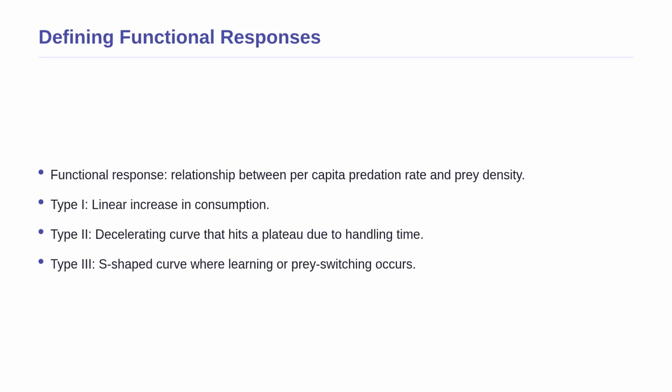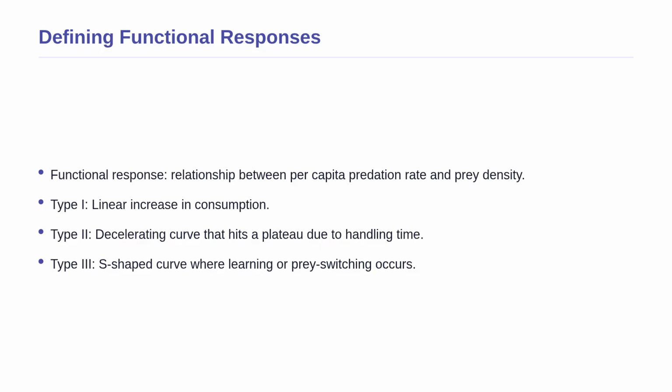Now that we understand this physical bottleneck, let us look at the formal ecological definitions. The functional response describes the relationship between the per capita predation rate and prey density. Simply put, it measures how many prey items a single predator consumes per unit of time as the prey population changes. The famous ecologist C.S. Holling categorized these into three main types.